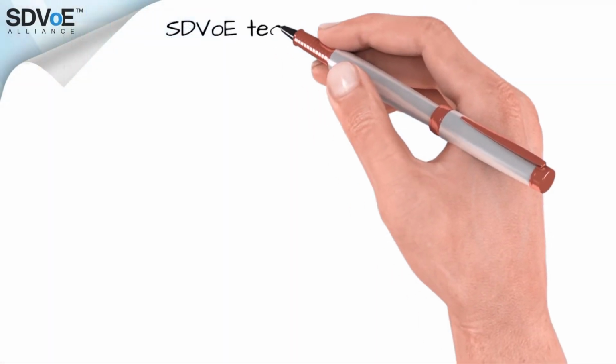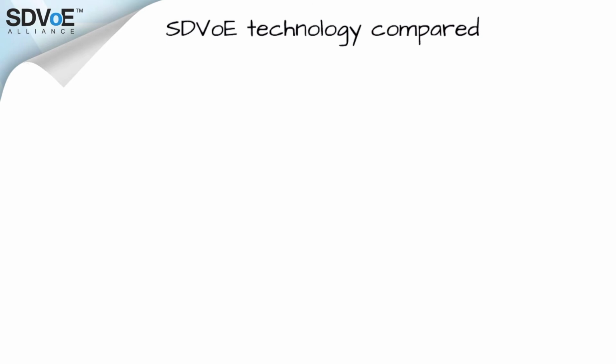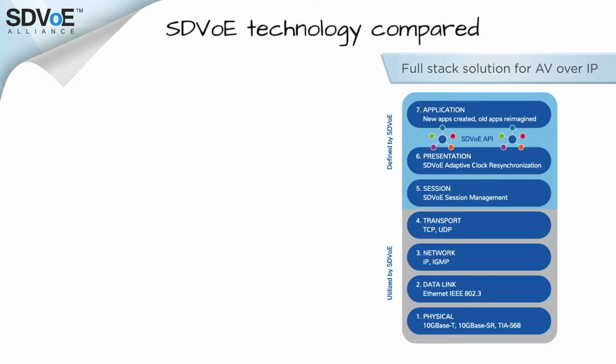So let's compare that to SDVoE. And I'm comparing this looking at the full stack solution from SDVoE. So you can see we use pretty much standard Ethernet technology all the way up to layer 4. We then have our SDVoE session management and clock recovery, and we have a fully defined API. This API is what you interface to with your software to allow you to set up the Pro AV flows that you wish to implement, such as a video wall, multi-viewer, or just simple switching of sources to destinations.